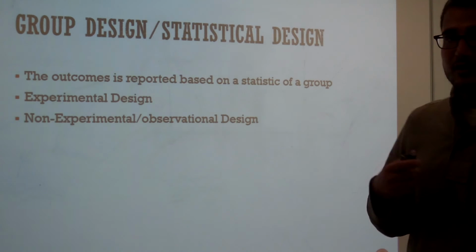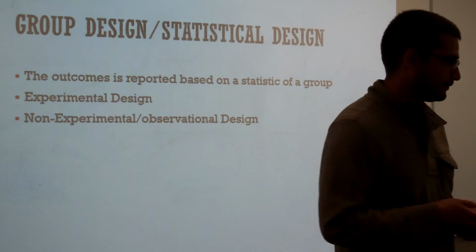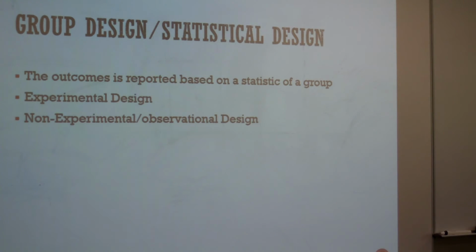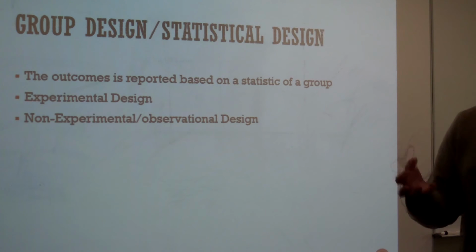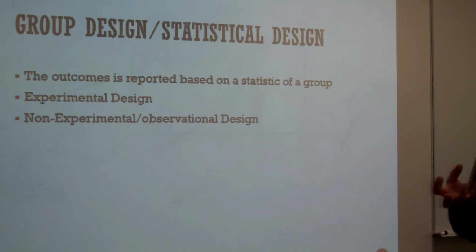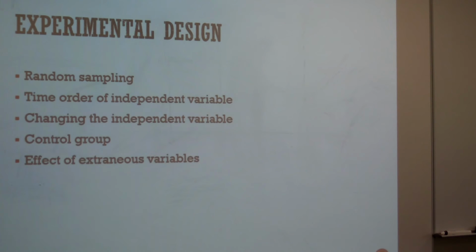Okay, so now we want to move into the group design, or the statistical design. In a group design, the outcome of the study is always reported as a statistic of a group, right? Think about the mean: it is a statistic based on a bunch of other numbers relevant to each individual. So first we'll talk about an experimental design. And again, let me build this.